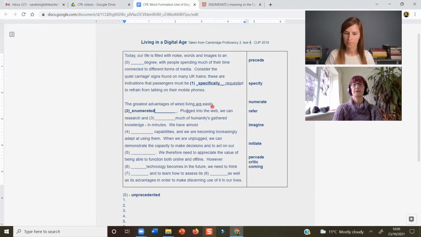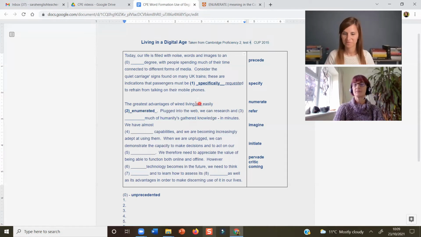Okay. So this is a tricky one because you've got to be able to look back and recognize this is going to be a passive structure. And because it's passive, you need that ed ending on your verb. And yeah, you need to know how to change that into this form. That is a really, really tricky one, I think, to go from numerate to enumerated.